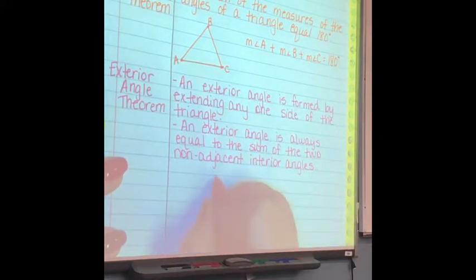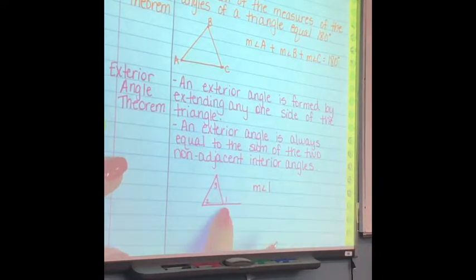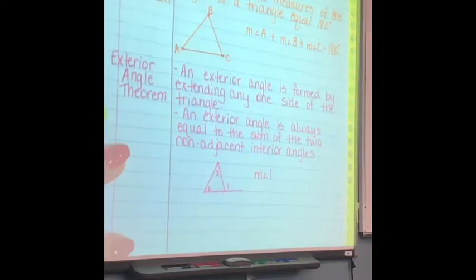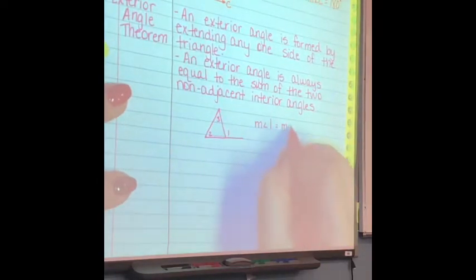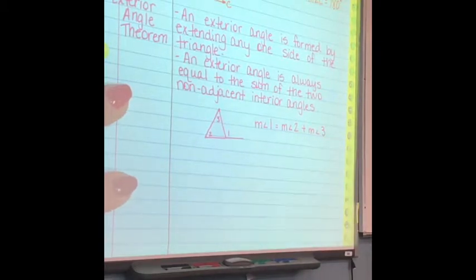So what that looks like here, if I have a triangle and I just extend one of its sides on, the measure of the exterior angle, the angle 1, is going to equal the sum of the measure of angle 2 plus the measure of angle 3. So the two angles away from that angle, non-adjacent to it, added up will equal that exterior angle.